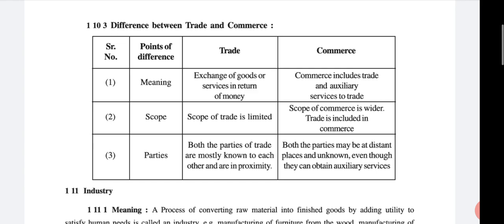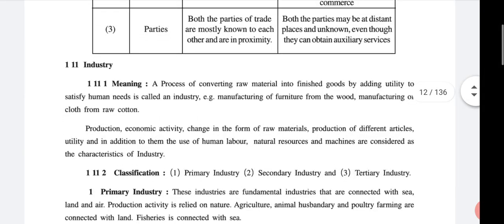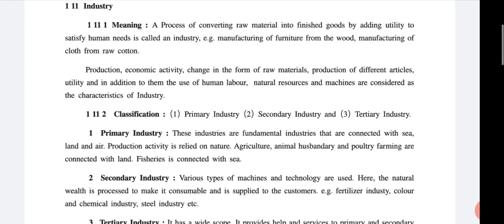Now we start today's topic. Okay, so shall we start? Okay, good. Industry. Meaning of industry: a process of converting raw material into finished goods by adding utility to satisfy human needs is called an industry. For example, manufacturing of furniture from wood, manufacturing of cloth from raw cotton. That is an example of industry.